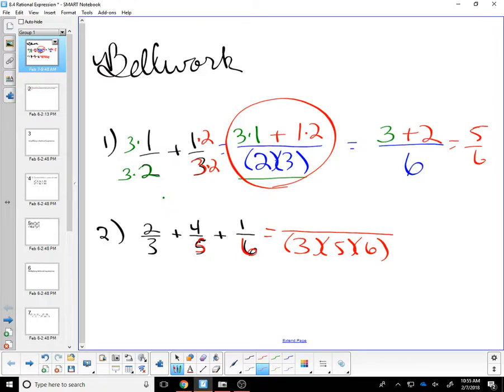That 6 is a composite number. You guys remember what a composite number is? It's a number that gets multiplied by 2 numbers other than itself and 1. In this case, those numbers are 2 and 3. 2 times 3 gives me 6, doesn't it? And in order to get a least common denominator, all I'm taking is the common factors down here.